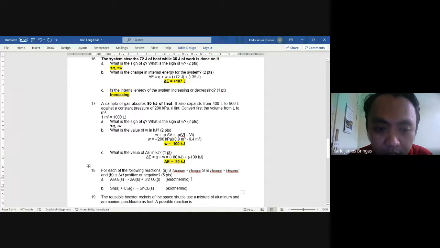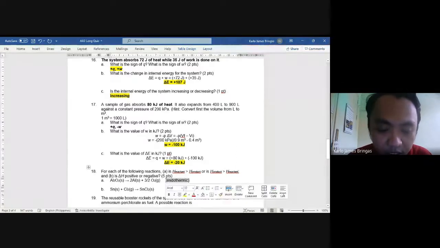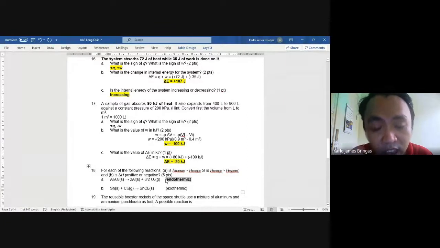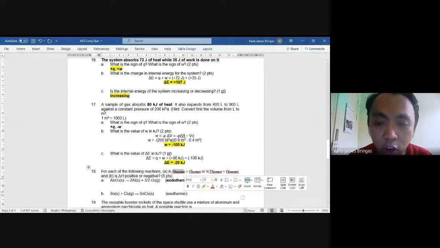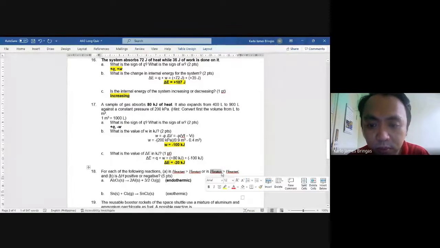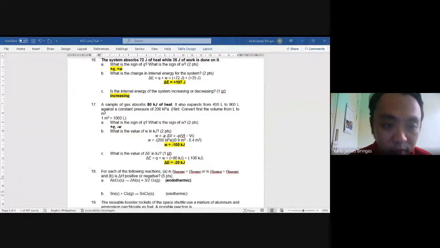So in number 18, letter A, you already have the clue in here. Number 18, letter A, is an endothermic reaction. So based on this fact that you have an endothermic reaction, can you tell me, is the enthalpy of the reactant greater or is the enthalpy of the product greater? So which will it be for the letter A? Is enthalpy of reactant greater or enthalpy of product greater than?